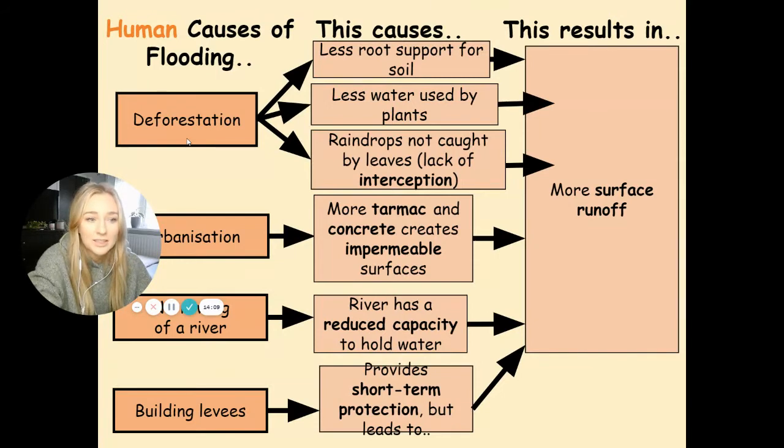Deforestation, cutting down trees. So there's less root support in the soil. So there's one consequence that could have. There's less water being used by plants because they're not there to soak it up. And then the show off word is interception. So rain isn't caught by the leaves. There's a lack of interception, in other words. So that is essentially explaining why that is a human cause.